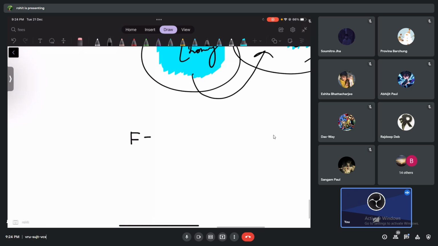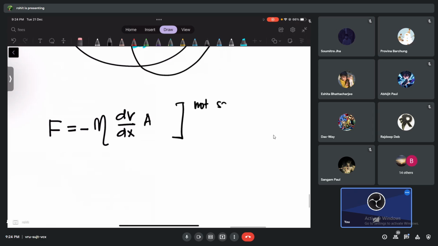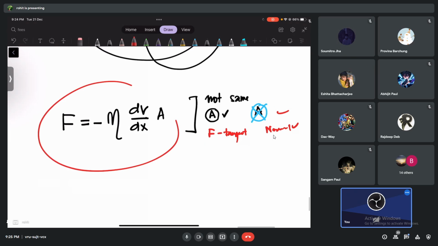Please tell me, guys, what does viscous force depend upon? Nature of the liquid, so I write eta, area, and velocity gradient. Is it the same as friction or not the same as friction? Not the same. What is not the same? Area. It's technical, but it doesn't depend on area. Friction doesn't depend on area. Very good. Moreover, this is what kind of force? Tangential force. But in the other case, it is normal force. At least you know some differences.